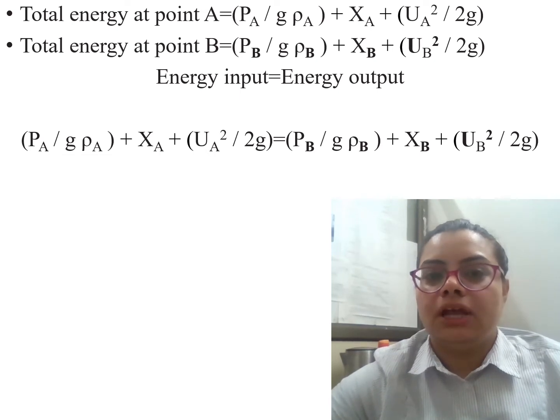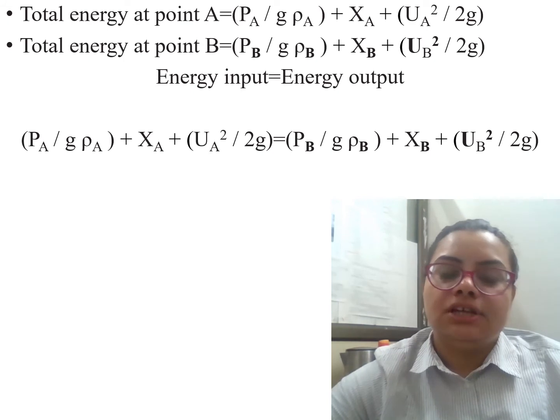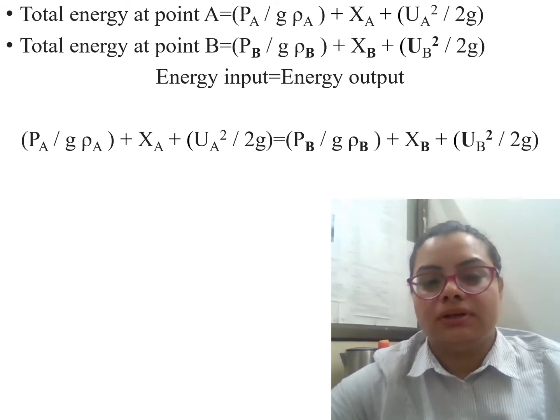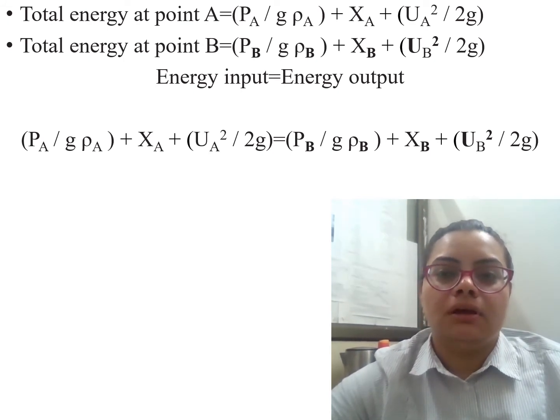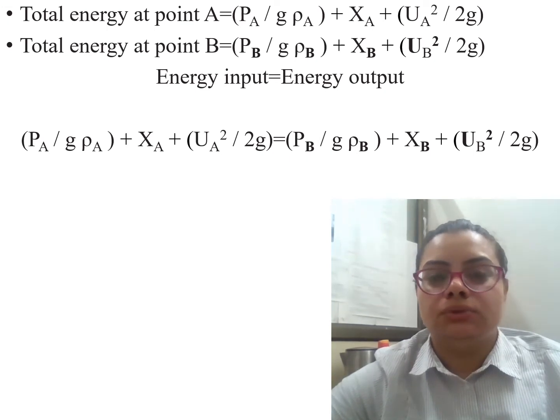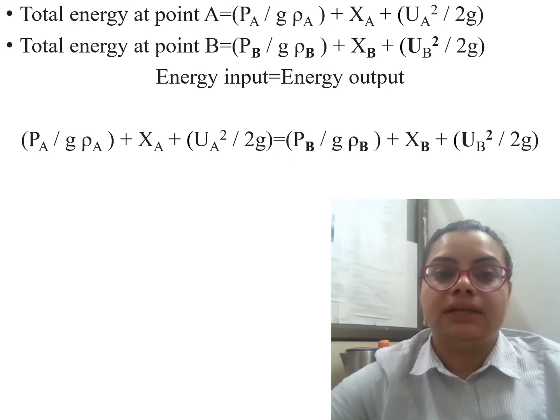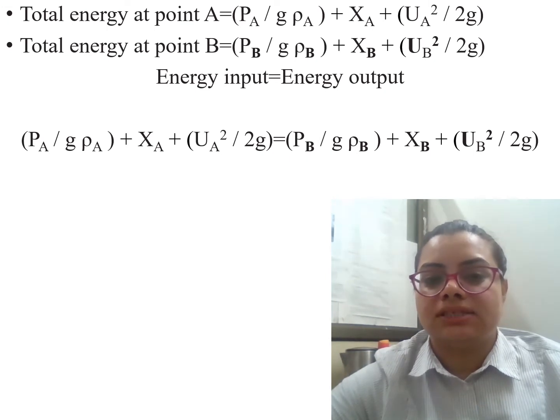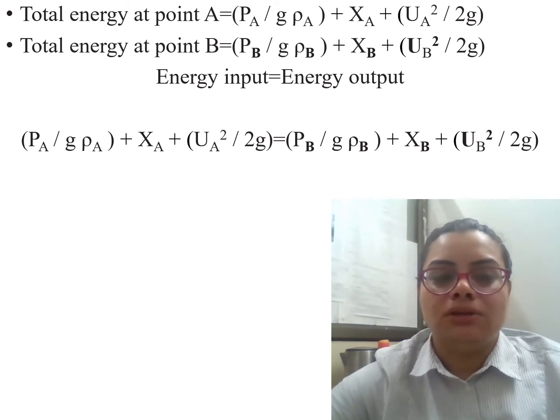So if we take both the points all together, the same way, energy input will be equal to energy output, and if we equate the 2 points, the 2 constant total energies, then the final equation will be Pa by rho into G plus Xa plus UA square by 2G is equal to Pb by rho B into G plus Xb plus Ub square by 2G.